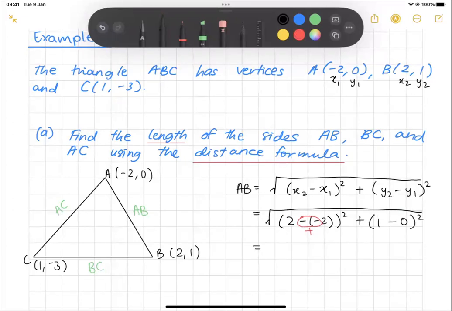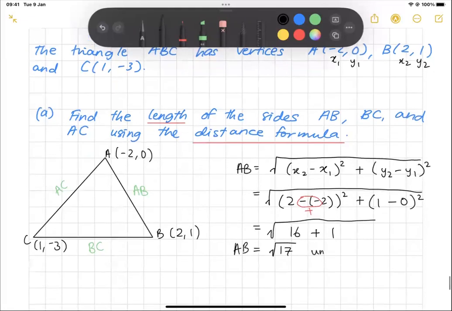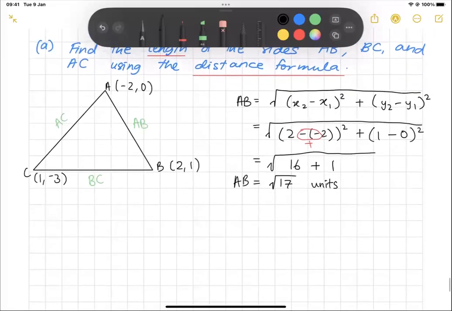becomes positive or it becomes a plus. So that means this equation will turn into 4 squared, which is 16, plus 1 minus 0 is 1. 1 squared is 1. So my answer is square root of 17 for B. I need to not forget that the units are units because it didn't give me if it's centimeters, meters, or kilometers. All right, I figured out AB.